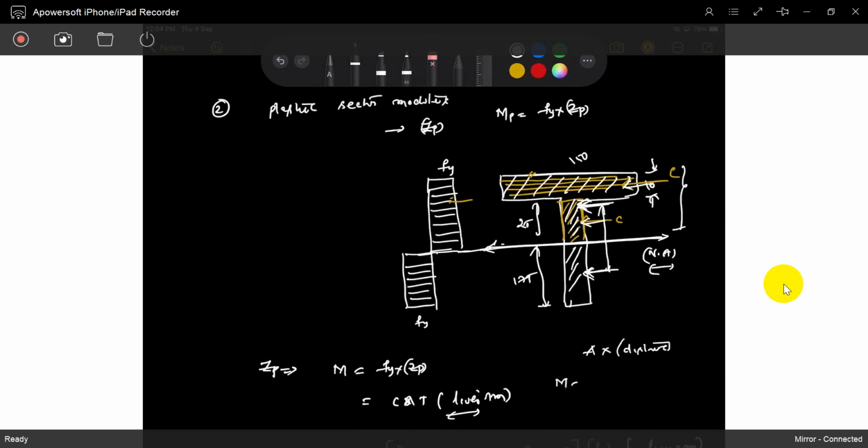Sir, for moment of inertia, what did you do? If a section is given, how to find the moment of inertia? Area multiplied with CG squared. That is I. What is Z? Area multiplied with CG. That's enough. That is the Z.